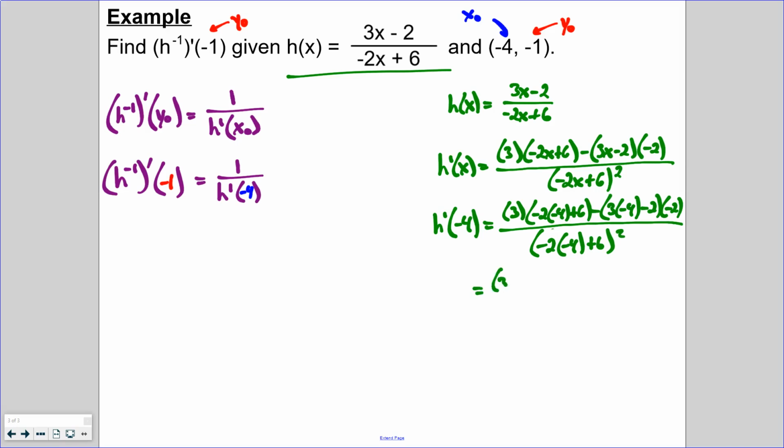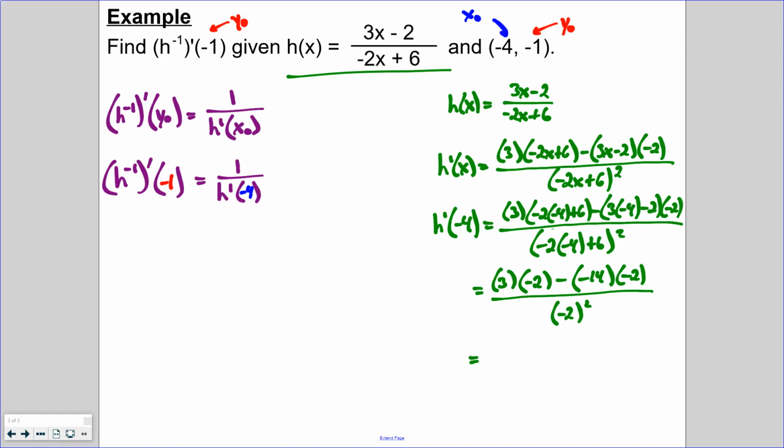So this is going to be 3 times negative 2 times negative 4 is negative 8. Negative 8 plus 6 is negative 2. And then minus 3 times negative 4 is negative 12. Negative 12 minus 2 is negative 14. And then times negative 2. And then that's all going to be over negative 2 times negative 4 is negative 8. Negative 8 plus 6 is negative 2 squared.